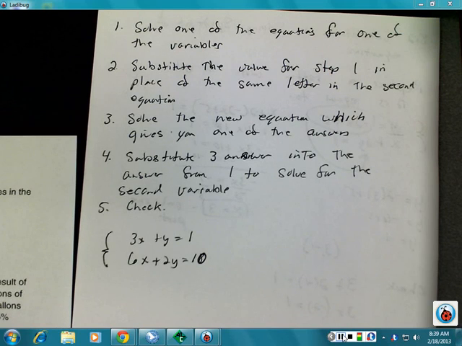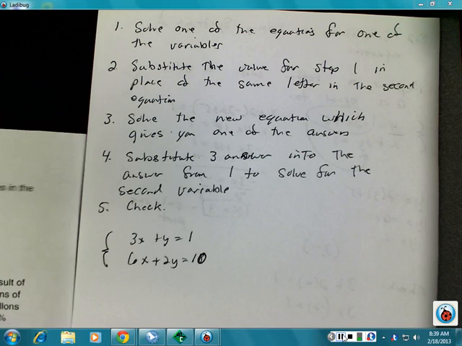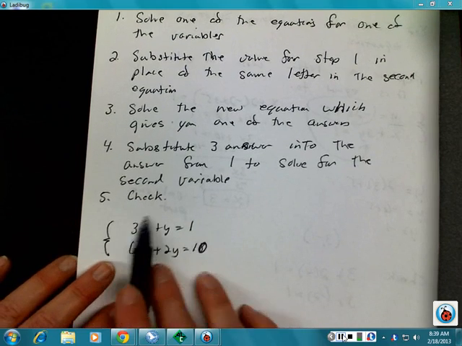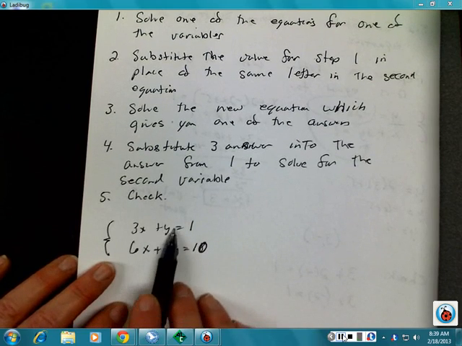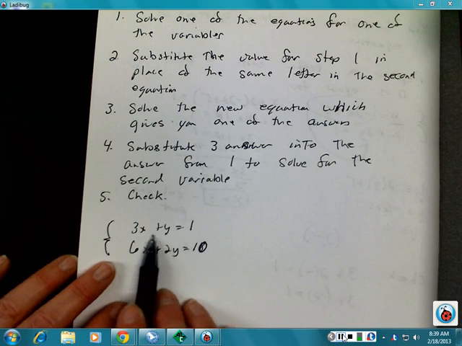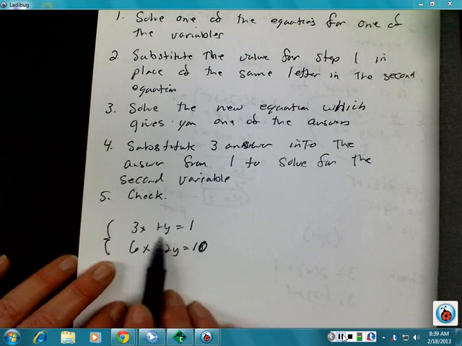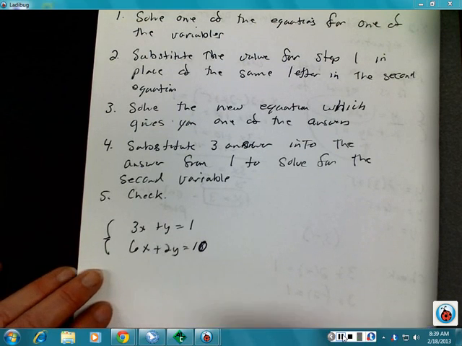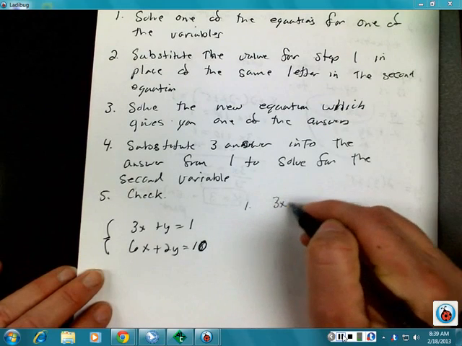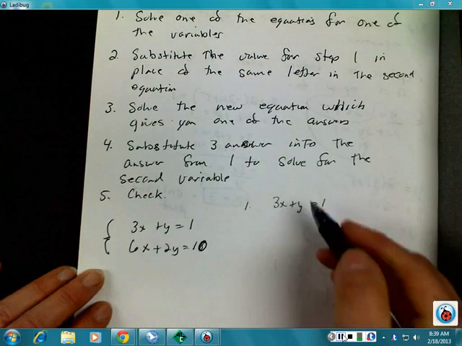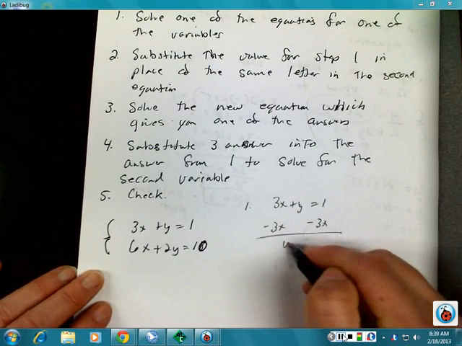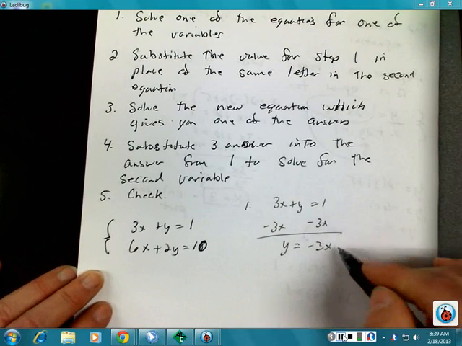Okay. So if I look at my next example that's here, what letter would you think I should solve for? So if I look at this top one, the thing with substitution that you want to always look for is whether you have a variable y that could be all by itself. Notice there's no number in front of y, so I could get y all by itself quite easily. So if I do my step 1, I'm going to take 3x plus y equals 1, and I'm going to solve for y. So I'm going to minus 3x.